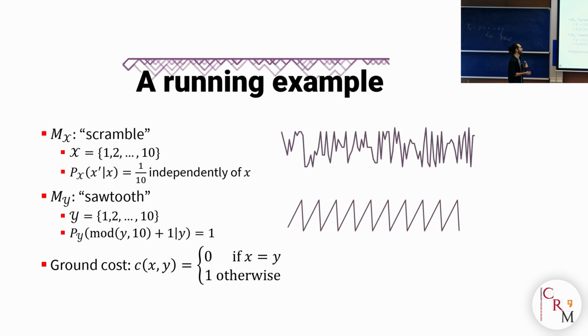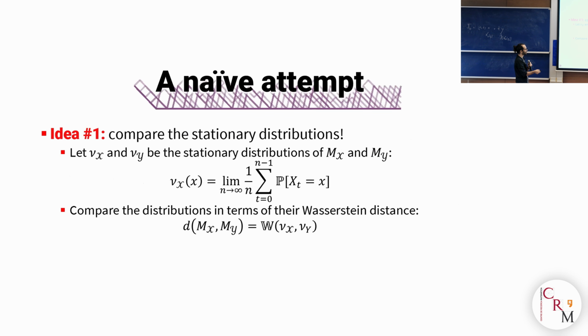Okay, so the very first attempt that one can think of, and this is something that many people suggest to me the first time that I tell them about this problem, is, okay, so why don't you just consider the stationary distributions of the two processes? Let's just define this new π(x), which is just the stationary distribution of the chain, which is just the limiting frequency that the process visits state x. And then I can just compare the processes in terms of their stationary distribution. For example, I can take an optimal transport distance between the stationary distributions.